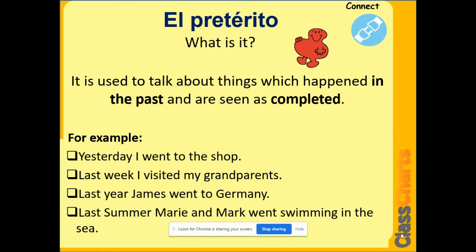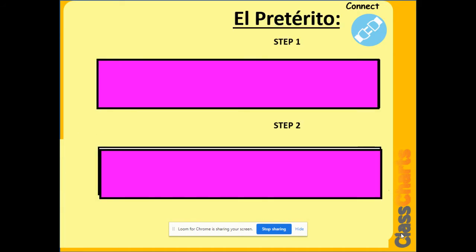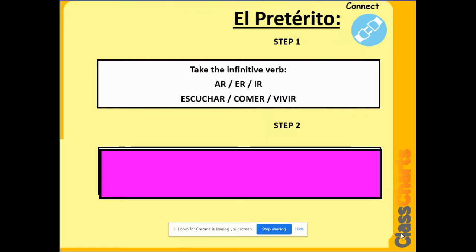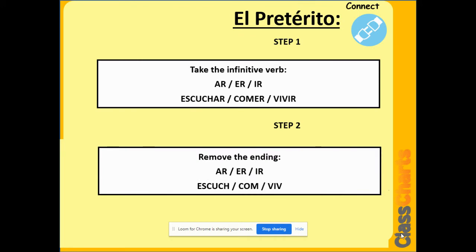Okay? So now we're going to have a look at how we form the preterite in Spanish. Step 1 will be to look at the infinitive. Remember, that's the to-do form of the verb. In Spanish, the infinitives end in AR, ER, or IR. So we have to look at the infinitive on its own. The second step is to remove the endings, the AR, ER, or IR of the verb.